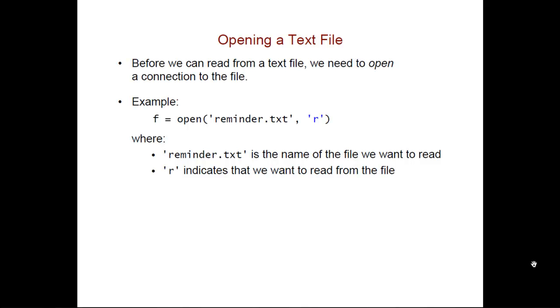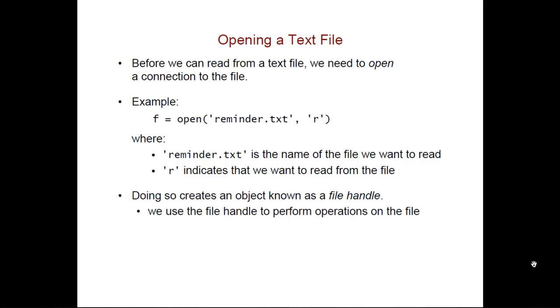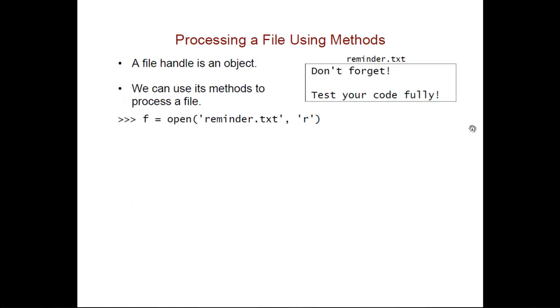And what that open function gives me back is something known as a file handle. It's an object that I can use to perform operations on the file. And I'm storing that file handle in this case in a variable called f. So let's assume this is my text file and it has these three lines that we talked about earlier. And let's assume it's called reminder.txt. So I'm opening up a connection to it for reading. I'm taking the file handle and storing it in the variable f.